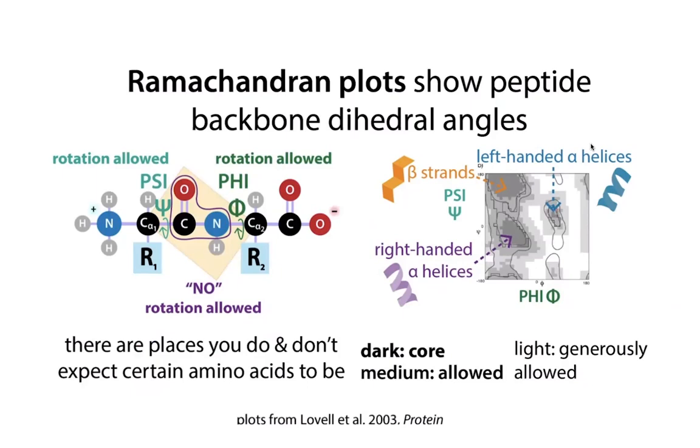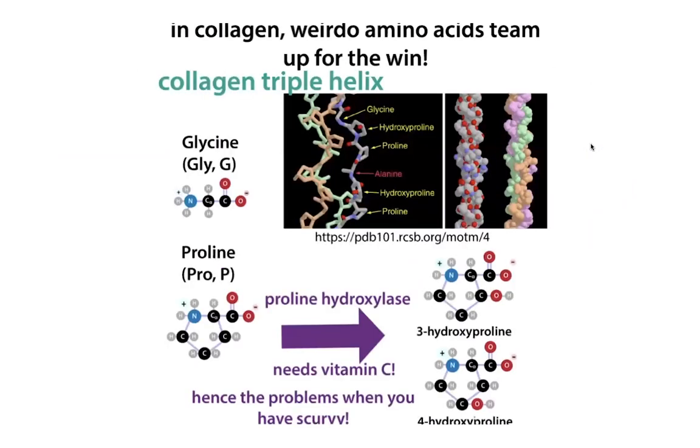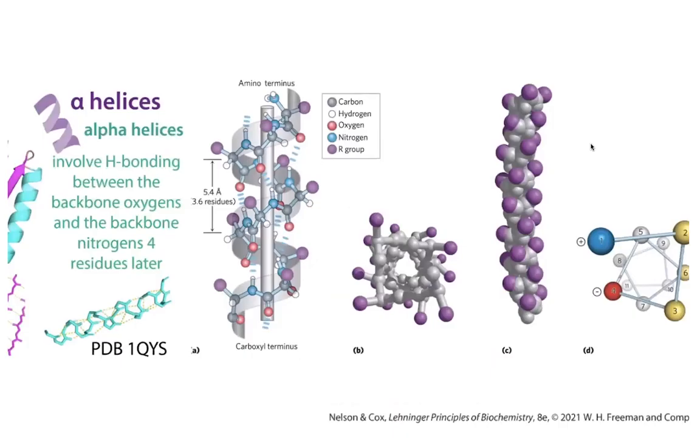And left-handed, you'll only really see in weird structures like the structure of collagen, which also has this weird triple helix, which is really, really cool. So maybe if we have time, we'll get to it later. But most of the time, what we're going to be dealing with is a right-handed alpha helix.